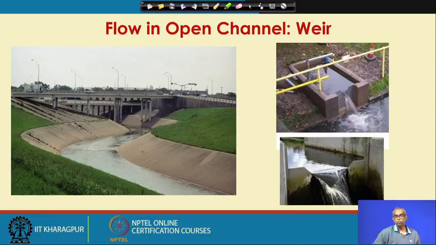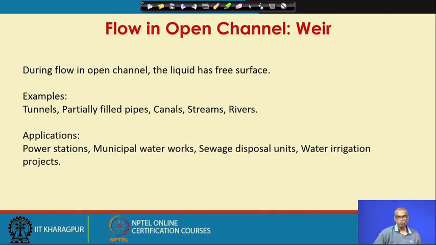Finally, we will talk about flow in open channel and we will talk about weir. What you see is some images of flow through open channel. So, what is flow through open channel? During flow in open channel, the liquid has a free surface. There are natural flows in open channel, there are artificial creations as well. Examples of flow in open channels are tunnels, partially filled pipes, canals, streams, rivers, etc.